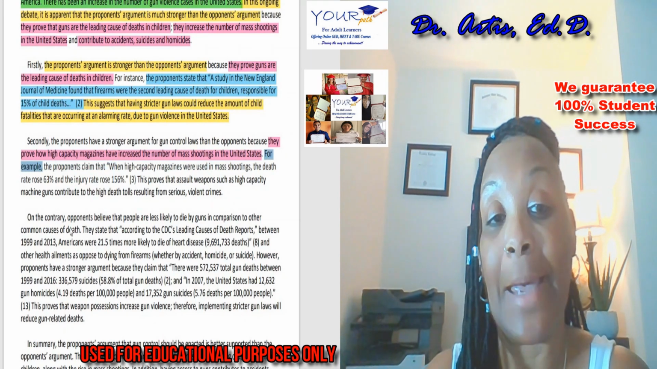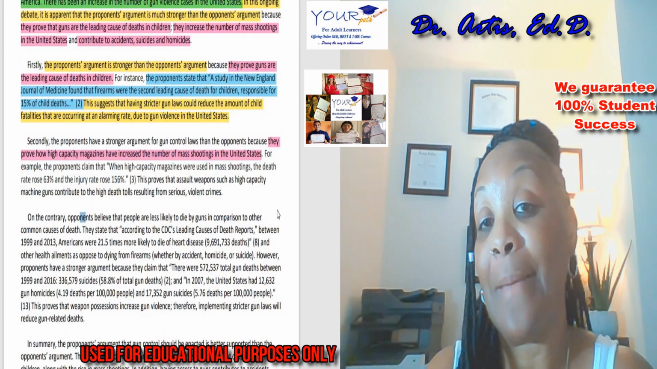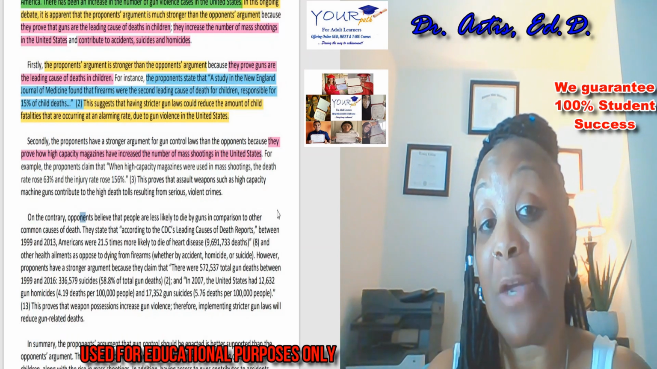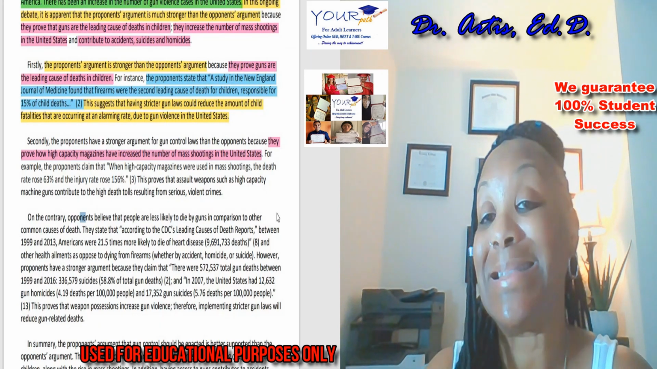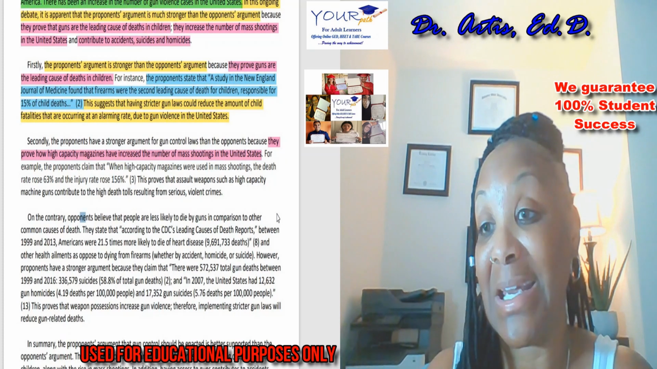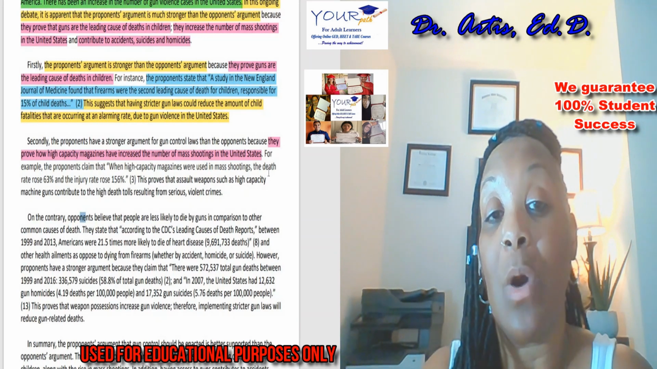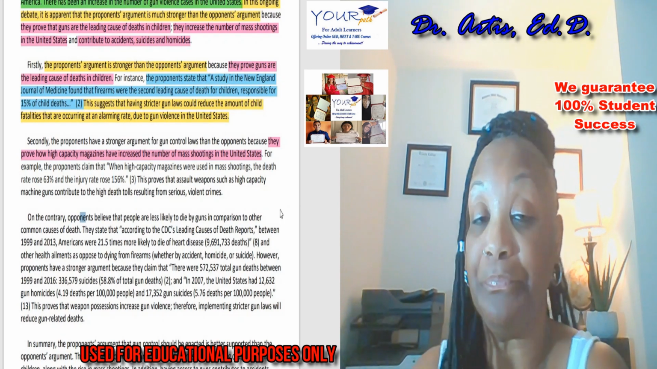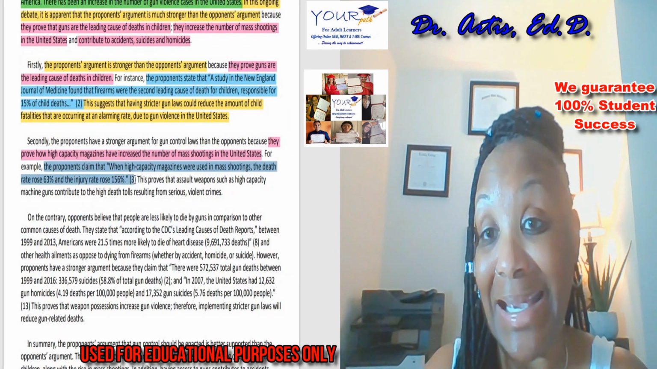So here we have, for example, the proponents claim that when high-capacity magazines were used in mass shootings, the death rate rose 63% and the injury rate rose 156%, okay? Then she also cited where I can find this evidence in the article, and this will be found in paragraph number 3, okay? So again, she cited her source, and she used quotation marks to indicate that she took this directly from the text.